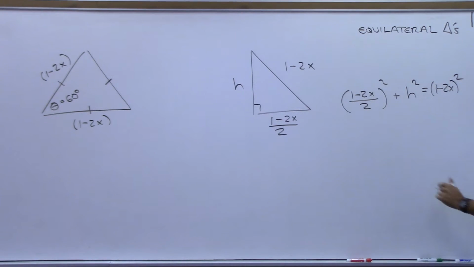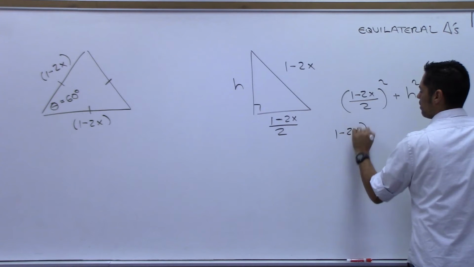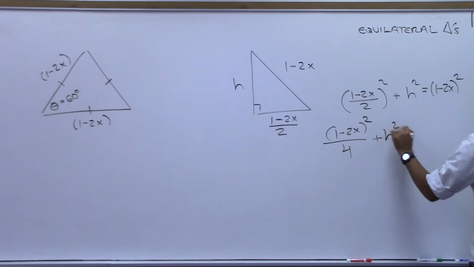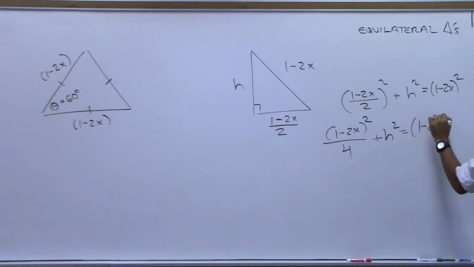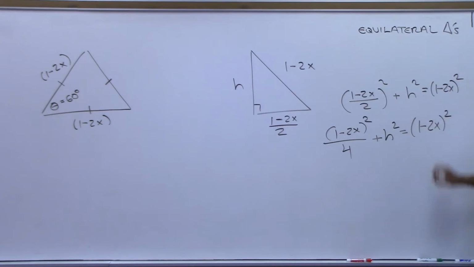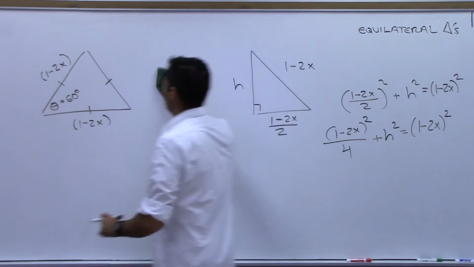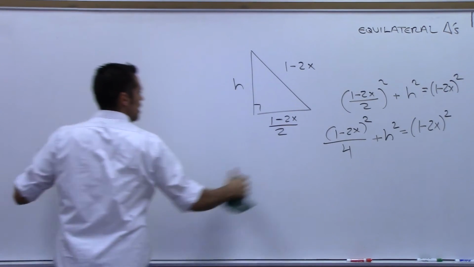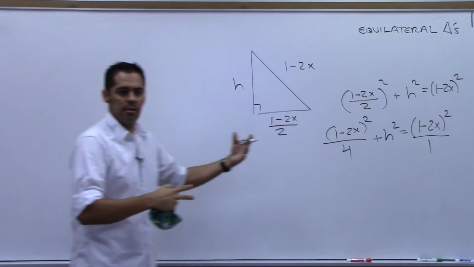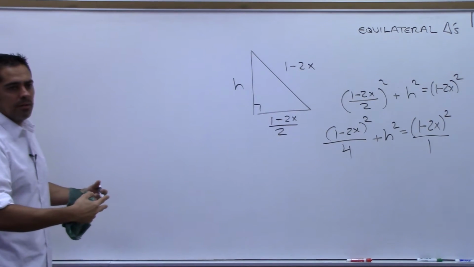If we didn't know the formula. Yes, I'm going to go all the way. (1 minus 2x) squared over 4, I'm doing that, plus h squared equals (1 minus 2x) squared. I'm going to move this to this side. Okay, and notice that this and this are the same, right? Did y'all see that? This over 4, this over 1. Numerators are the same, so I can get a common denominator between those.